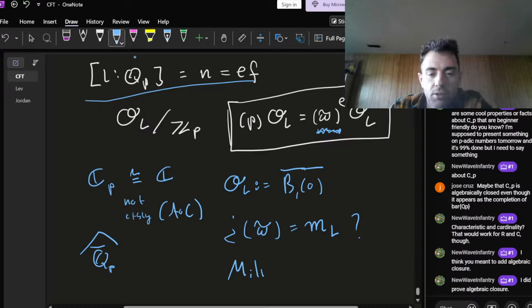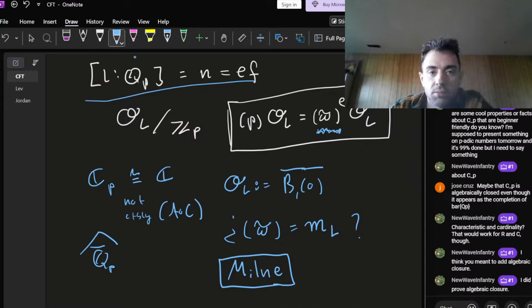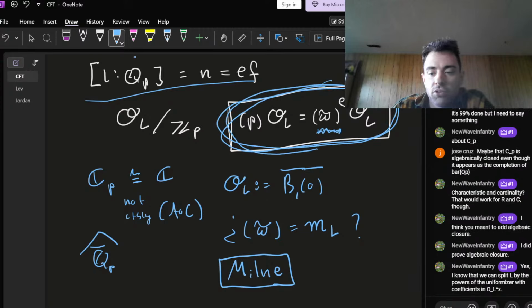Because, for example, in Milne's algebraic number theory notes, he sets you up to do all these things. Which, by the way, the full-on proof might actually be in Milne, because once you get to this statement, you know that we can split L by the powers of the uniformizer and the coefficients in there. Okay. But this statement you're still unhappy with, that this should be a power of this.